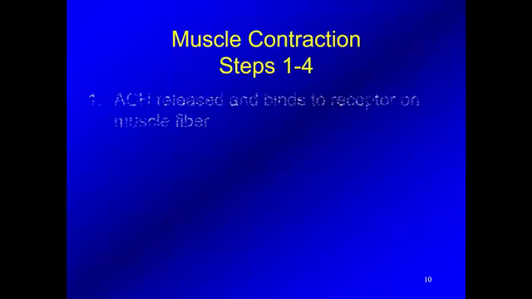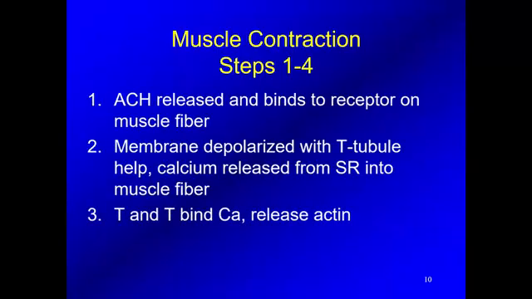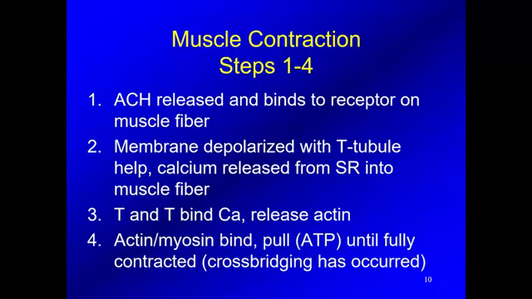So the four steps of muscle contraction are: ACH is released from the neuron, from the axon. It binds a receptor on the muscle fiber. That opens sodium channels and the membrane becomes depolarized. The T-tubules help spread that out.